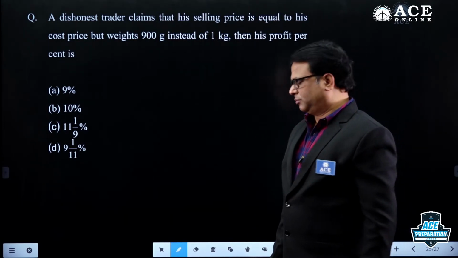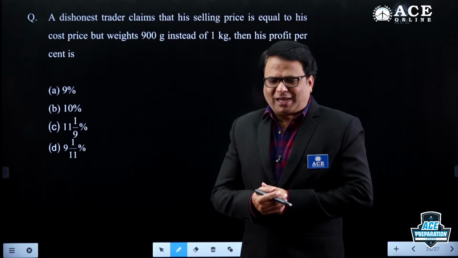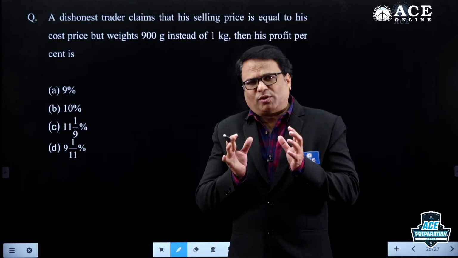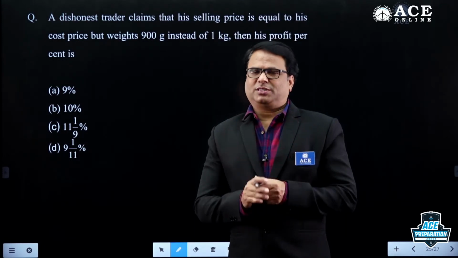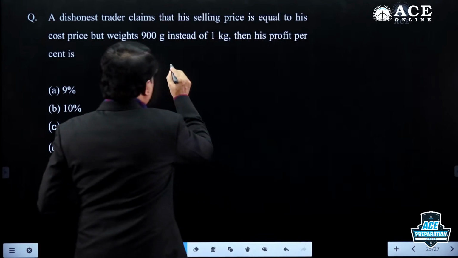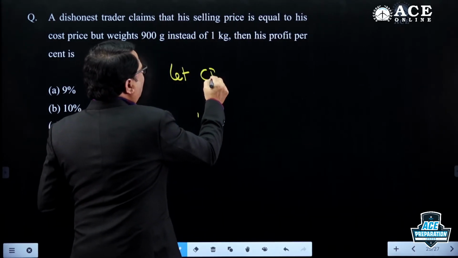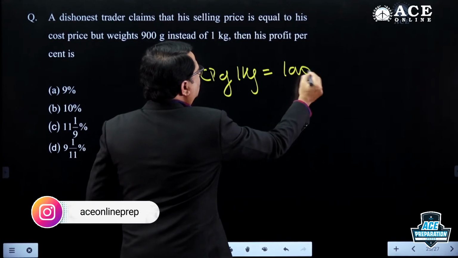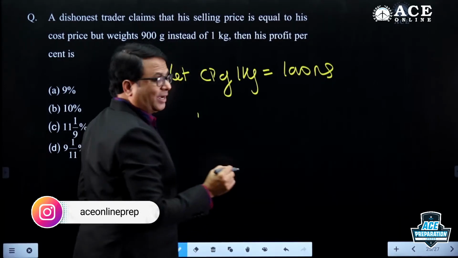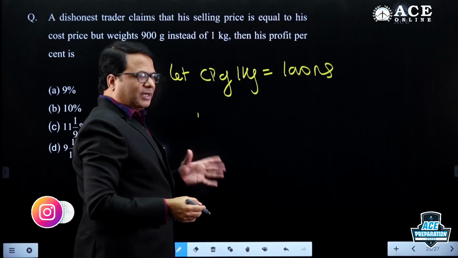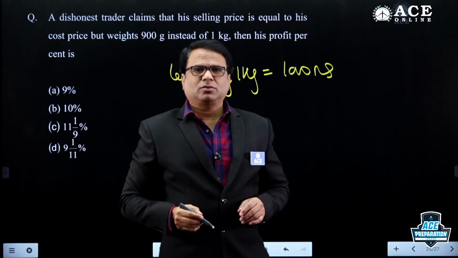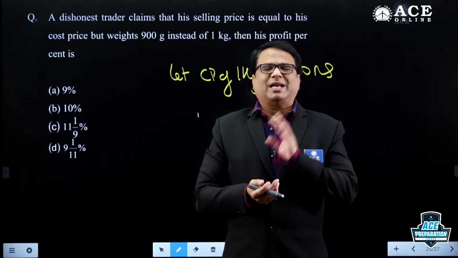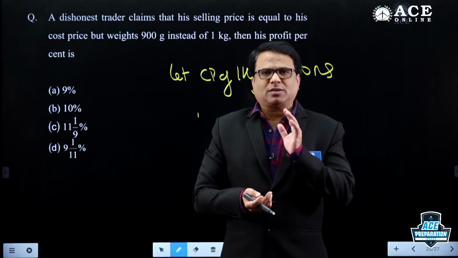That is the question. Now, there is a formula to calculate profit percent for this type of problem. But before giving you the formula, I will give you the concept. Let the cost price of 1 kg be 1000 rupees. Now, why 1000? Why not 100? Because 1 kg is 1000 grams, so if 1000 rupees is taken, the calculation will be easier. So I assume the cost price of 1 kg is 1000 rupees.